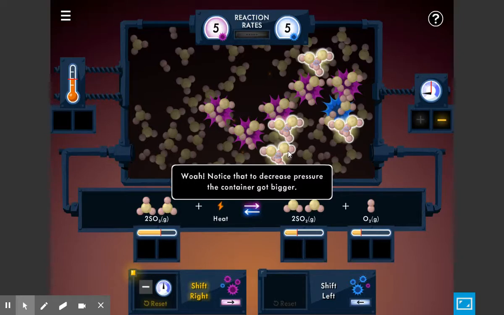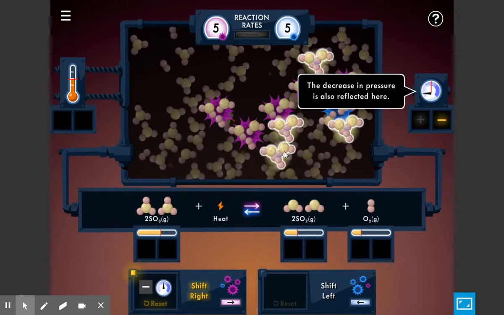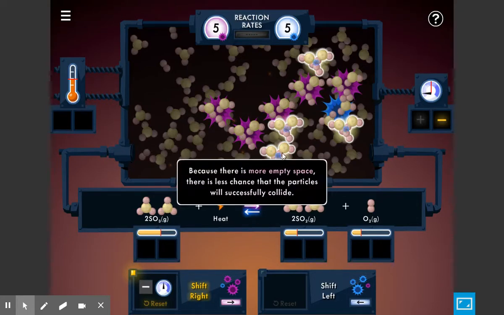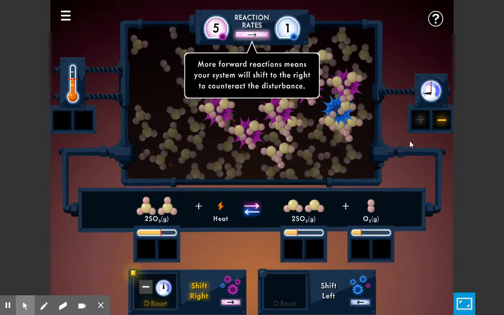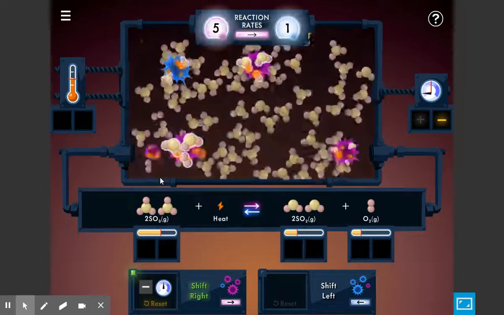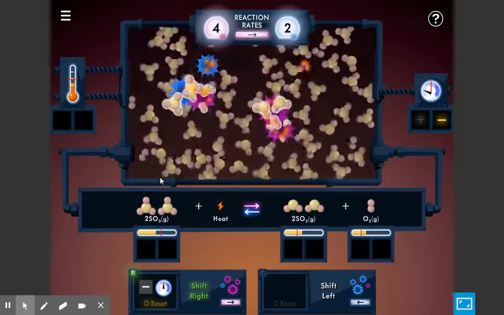Since there's a decrease in pressure, there are fewer possible collisions. There's more empty space, less chance that they'll collide, and the reverse reaction requires more particles to collide. So there are now fewer of those collisions. Here we go. Since there's fewer collisions in the reverse reaction, we will shift. We now have more collisions with our forward reaction, and we'll shift to the right to increase our concentration of products.